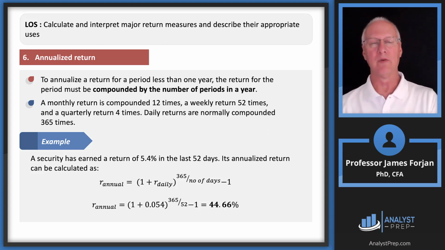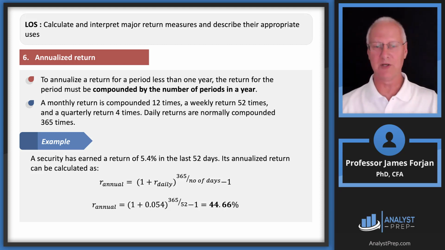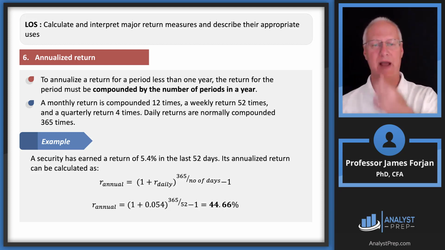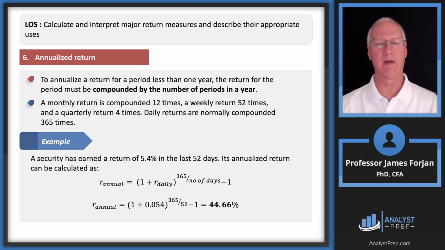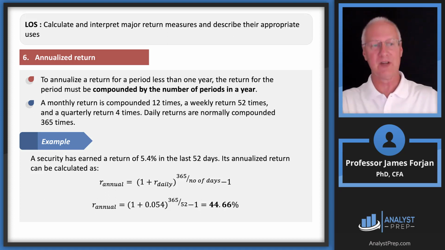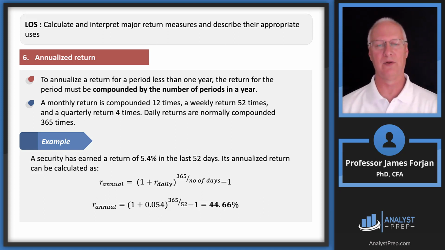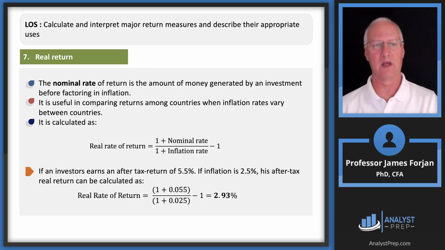5.4%. We add 1 to it, and we raise that to whatever that fraction is, and we subtract 1. And of course, we get some huge number around 45%, because if we manage to make 5.4% in 52 days, boy, that's going to really compound out. Notice that we're adding 1 to it, so this reflects the compounding.